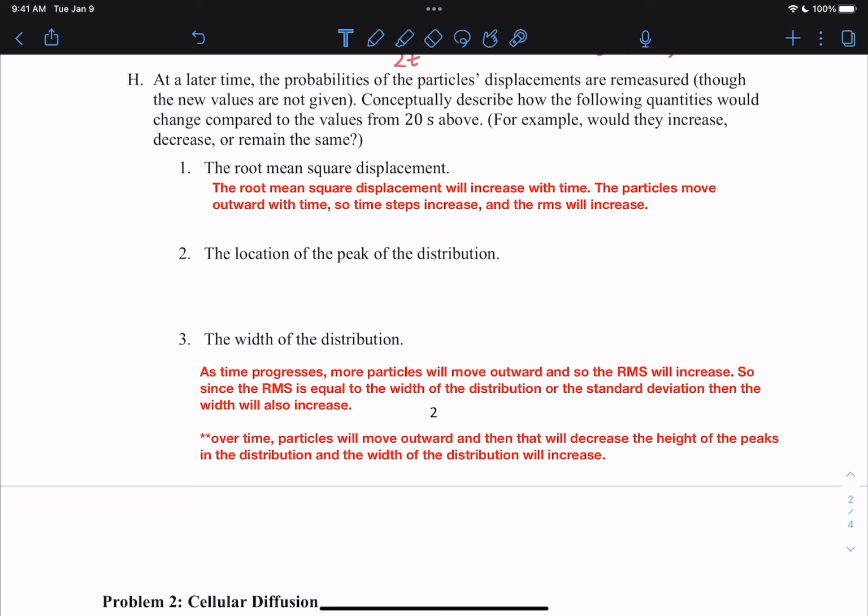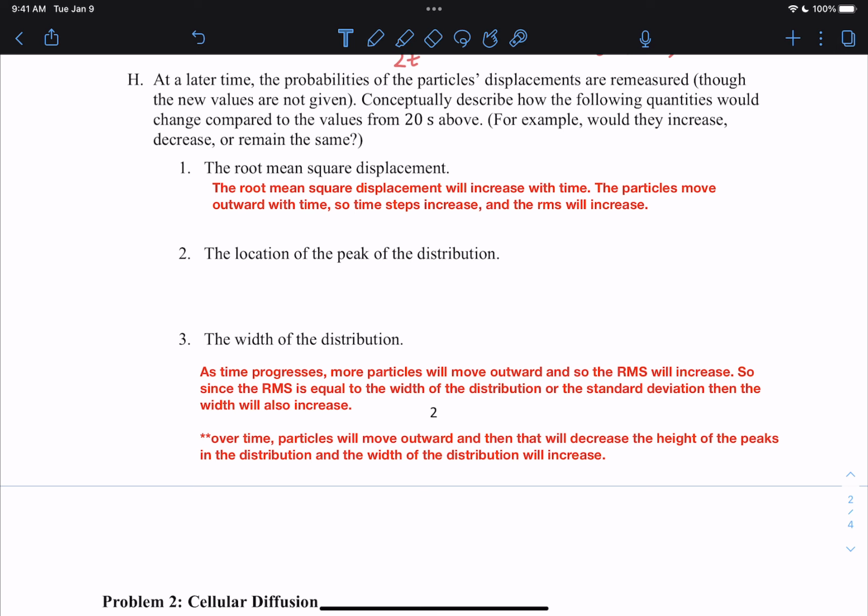Yeah. So from a graphical analysis perspective, you can just say that as well. Particles will move outward. That'll decrease the height of the peaks, right? Because you're less likely to find particles near the center over time. The likelihood of finding particles farther outward will increase over time because they're spreading out more. You're giving them more time to spread outwards.